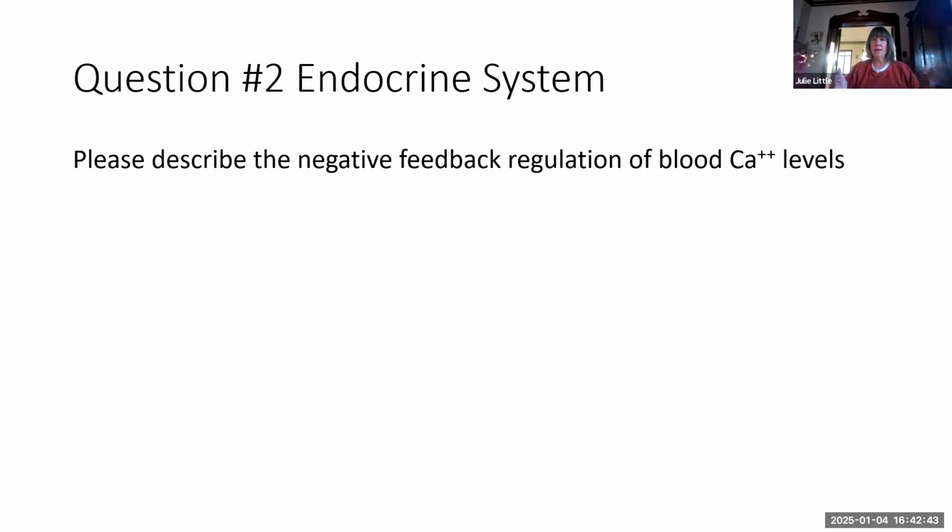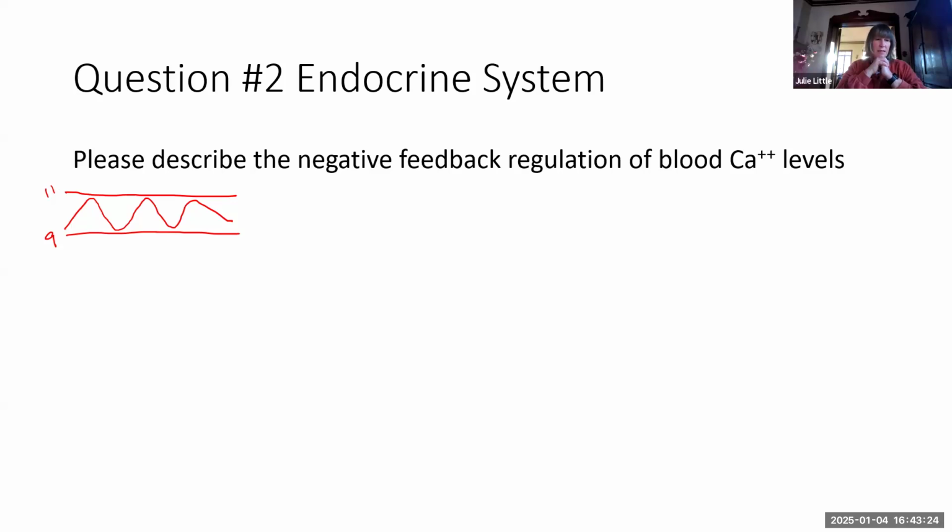Okay, please describe the negative feedback regulation of blood calcium levels. Well, here now we're going to be describing blood calcium levels between a certain range, 9 and 11 milligrams per deciliter. And we want to make sure if the blood calcium levels are going up, how does the body make the blood calcium levels go down? And if the blood calcium levels go down, how does the body make it go up? And so up and down we go. That's a negative feedback of calcium levels. And what I want to know is, how do we do this? How does your body do this?